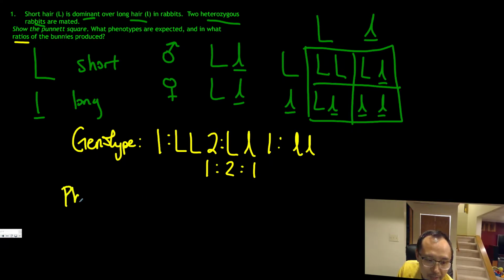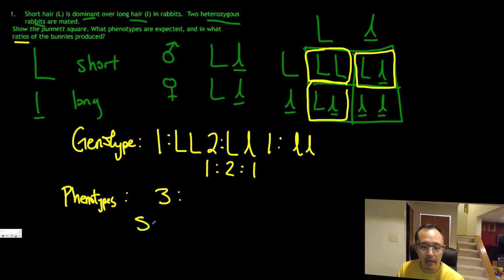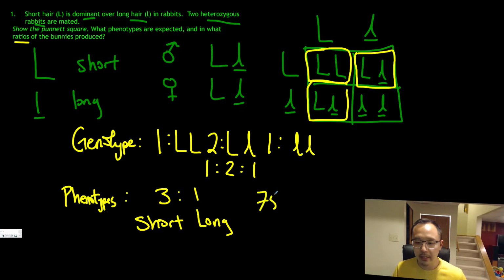My phenotypes, however, don't necessarily have to be exactly the same as my genotypes. Because if you look at these 3 boxes, uppercase, uppercase, that's going to be my short hair. I have an uppercase, that means it's dominant, that's also short. This is also short. So 3 out of the 4 boxes are going to be my short hair, and then 1 of them is going to be my long hair. So that's my ratio. And if I wanted to convert this to a percentage, I'm just taking 3 divided by 4 multiplied by 100, which is 75% of my offspring is going to be short, and then 25% of that is going to be my long.